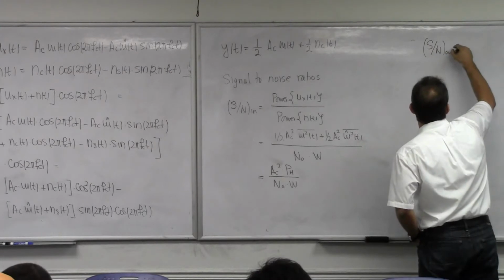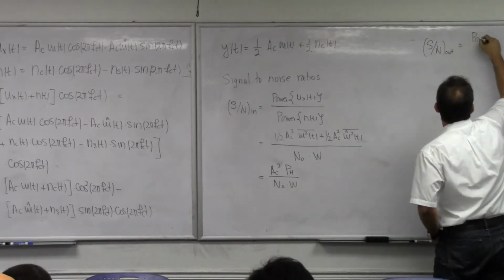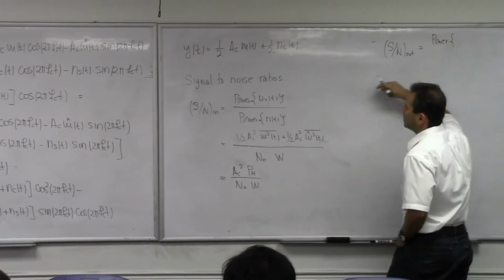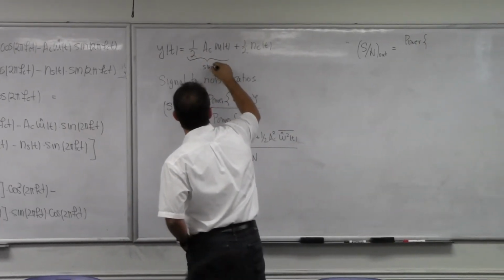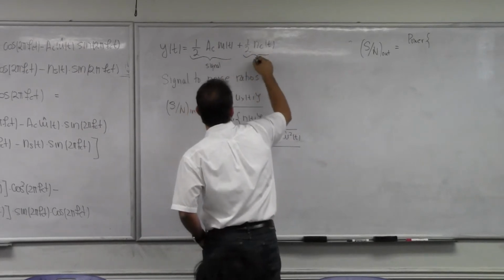Okay, so let's now look at the signal to noise ratio at the output. This one is going to be the power of the signal part of this. So you can see here I have 2 parts. This is signal and this is noise.